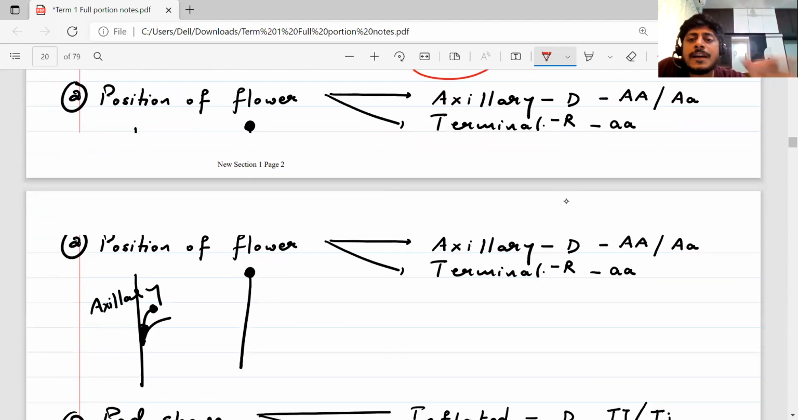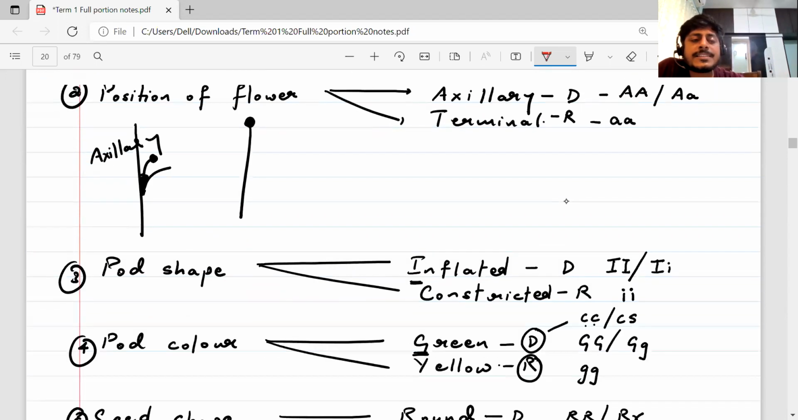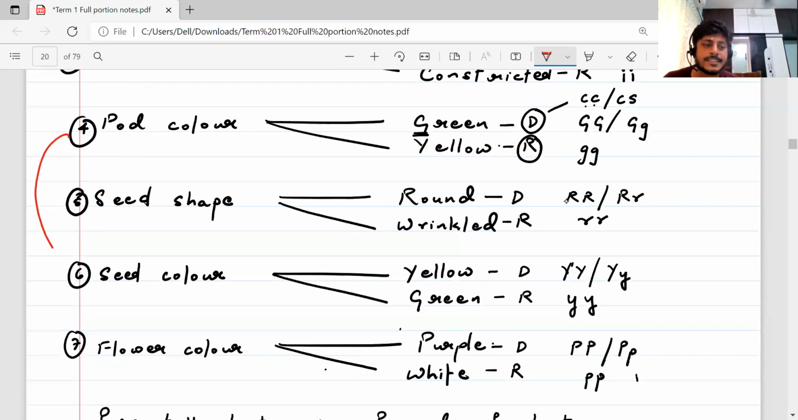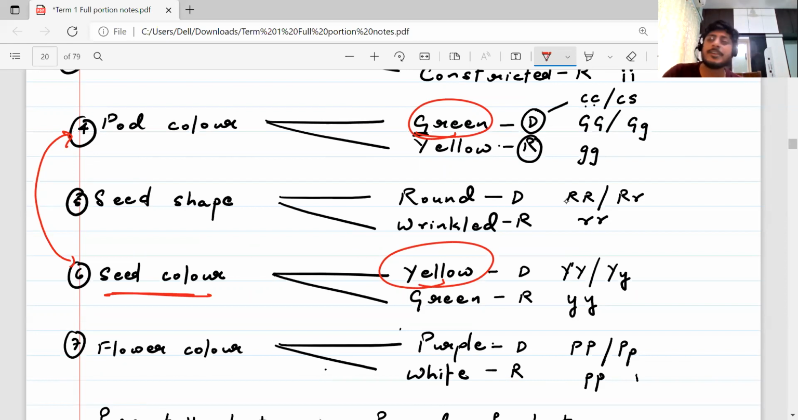Then we saw the position of the flower could be axial and terminal, where axial is basically dominant, terminal is recessive. We'd seen that axial is this angle that it makes here. Inflated, constricted, green and yellow, round and wrinkled. And I told you they can ask you between this. Pod color mein dominant is green and seed color mein dominant is yellow. This is the different one actually, because normally when you think of a pea seed, you would think of green, but seed color mein dominant is yellow and pod color mein dominant is green.